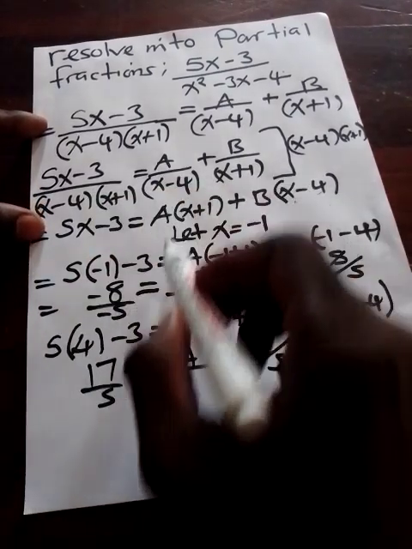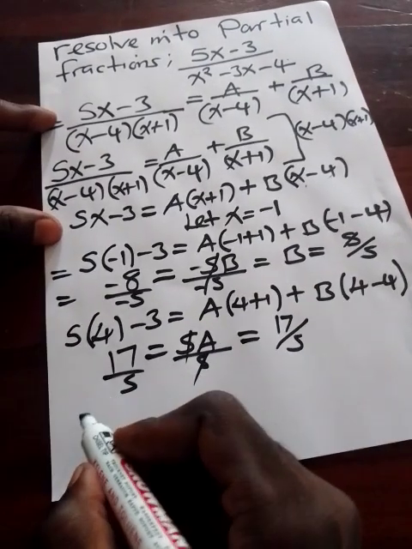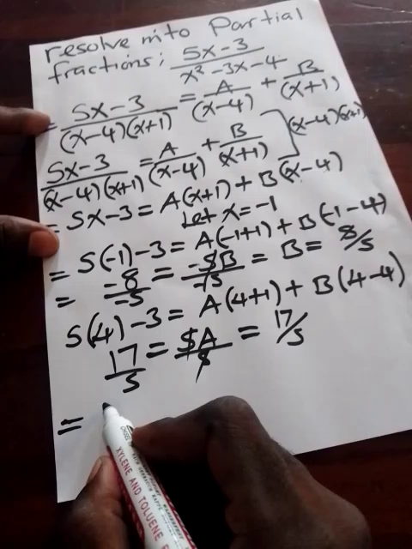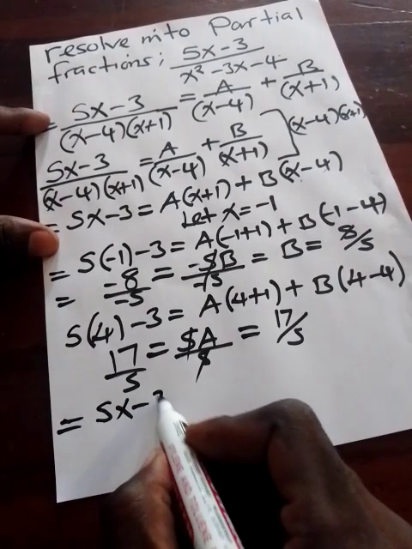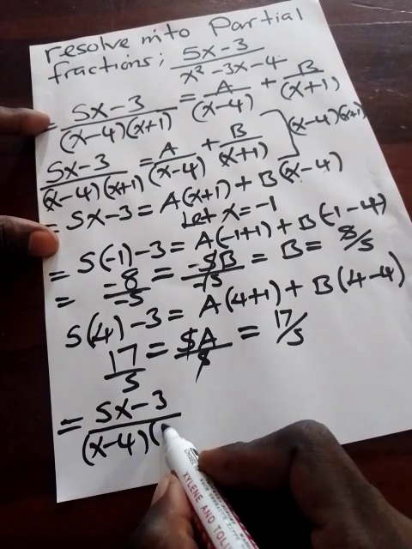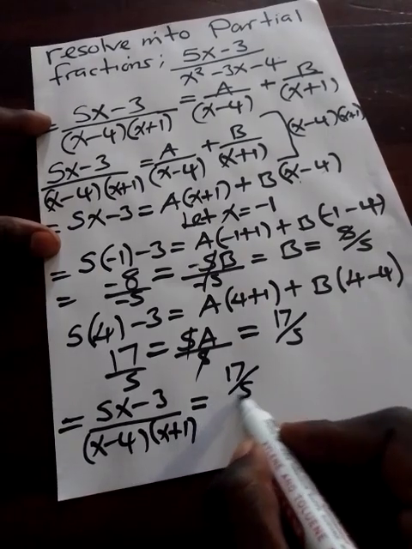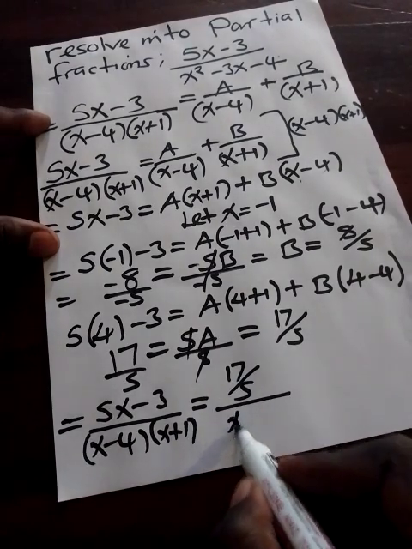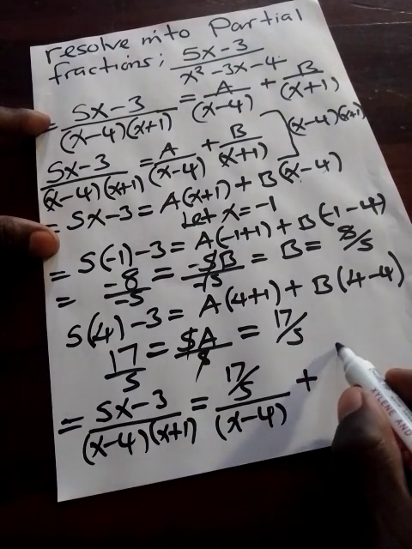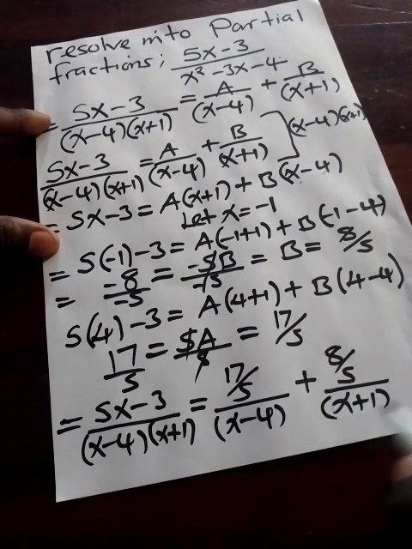So now we get back to this part here and do the replacements. The original equation, after working out those constants, we have 5x minus 3, everything divided by x minus 4, then x plus 1, which is equal to a, we have 17/5 divided by x minus 4, plus we have the value of b being equal to 8/5 divided by x plus 1 in brackets.